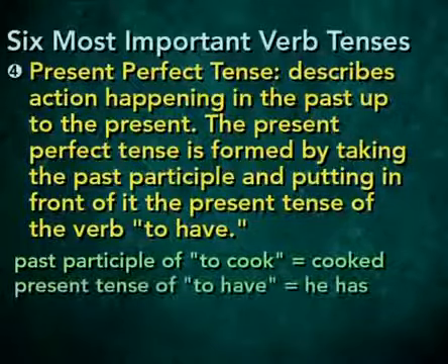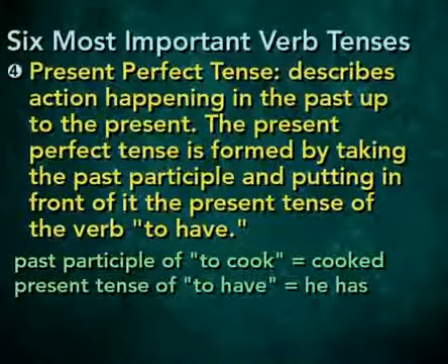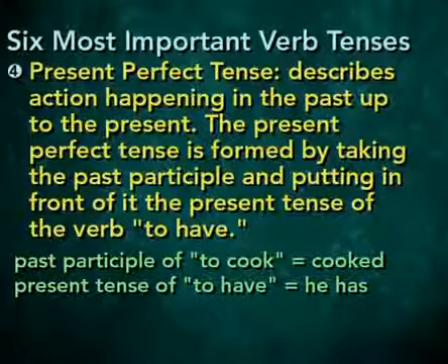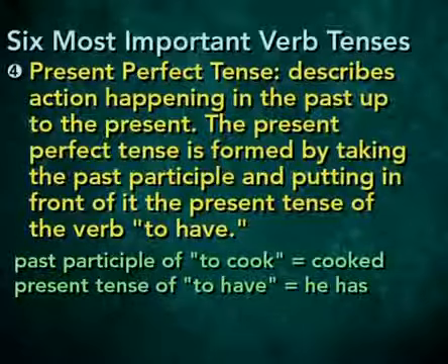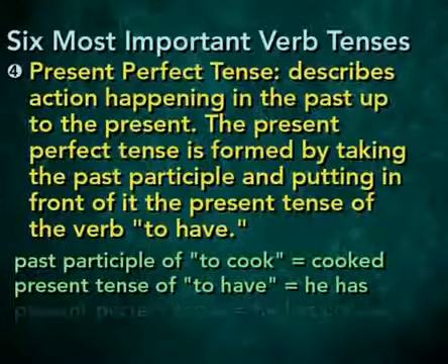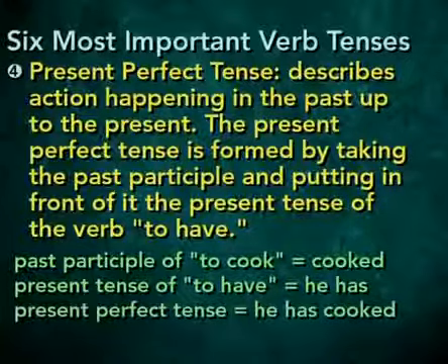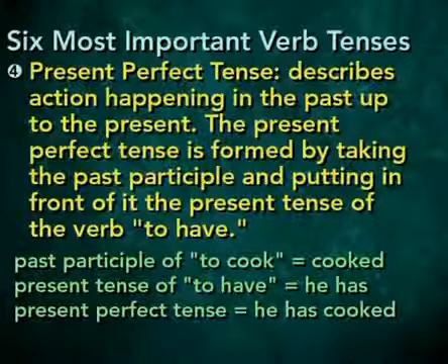Now, the present tense of the verb to have would be, for example, he has. He has is the present tense of the verb to have. When we put that in front of the past participle, we have the present perfect tense. So the present perfect tense of the verb to cook would be, he has cooked.